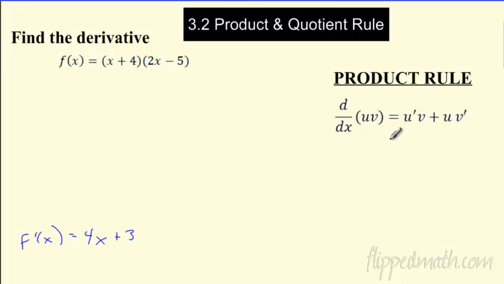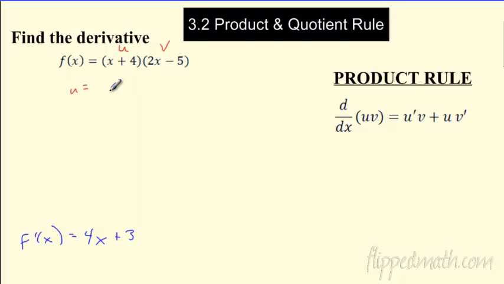And what does this say? This says if I'm taking the derivative of something times something, so this is u times v. So I've got an expression here and an expression here. So what am I going to do? I'm going to take the derivative of the first times the second plus the first times the derivative of the second. Ooh, that's a mouthful. Let's just do it. It's much easier to see.